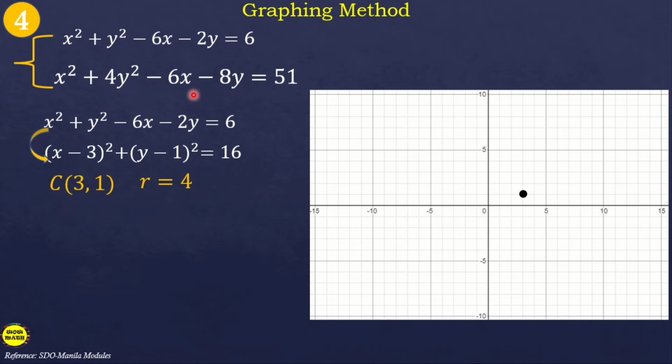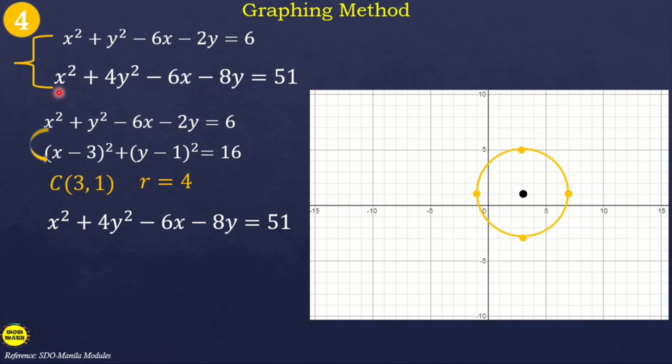So ang gagawin muna natin, i-plot muna natin yung circle natin. So makikita natin yung center natin sa 3, 1. So 1, 2, 3, 1. And then yung radius natin is 4. So move tayo ng 4 units pataas at pababa, ganun din sa left side at sa right side. So 1, 2, 3, 4. Okay, sa left side muna pala. 1, 2, 3, 4. And then pangalawa, 1, 2, 3, 4. Sa taas, 1, 2, 3, 4. And then sa baba, 1, 2, 3, 4. And then sketch natin yung circle natin. So yan yung graph ng unang equation natin.